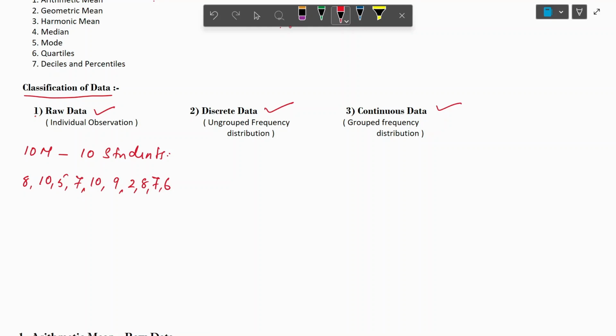and 6. Here the teacher has not arranged this data. The teacher has written it as it is. That's why it is called raw data. We have not written it in ascending or descending order, but still the number of values is small.